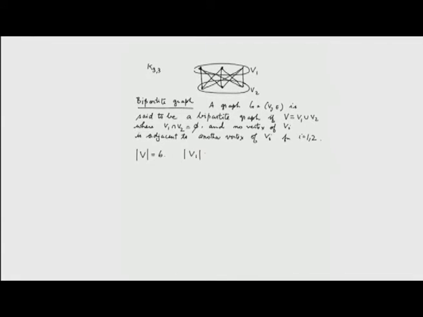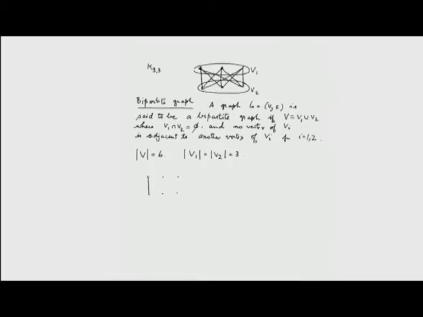Now, this graph K3,3 is something more. Here the cardinality of the set of vertices is 6, and cardinality of V1 is equal to cardinality of V2 is equal to 3, and we note that each vertex of V1 is adjacent to each of the vertices of V2 and conversely. So, we have K3,3. It is a complete bipartite graph. We draw it again.